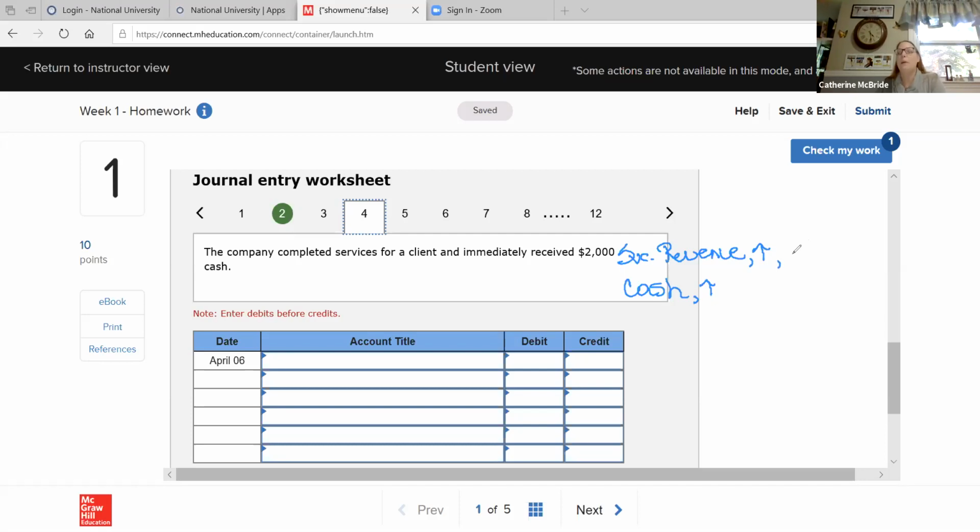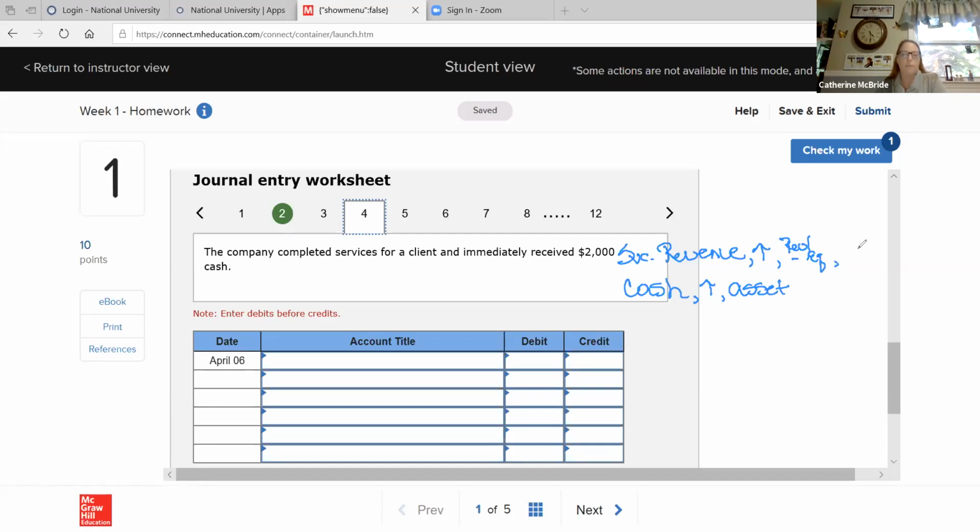What type of account is service revenue? So I'm going to put two things. I'm going to put revenue and also equity because when you look at your resource sheet, it's important to know it's revenue. What type of account is cash? It's an asset.